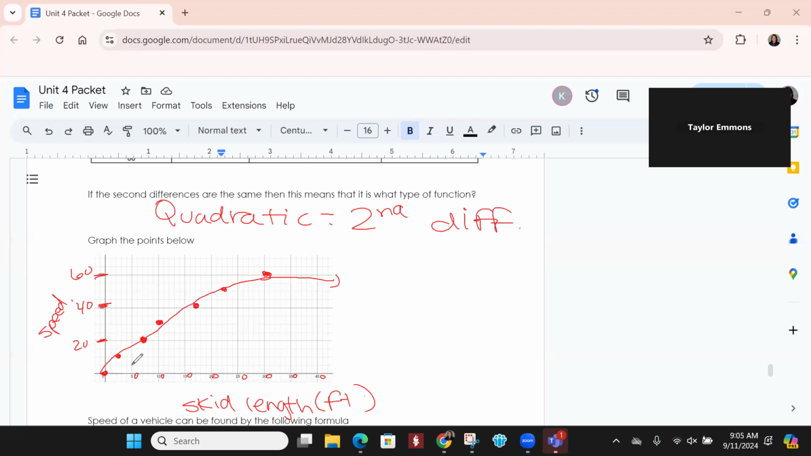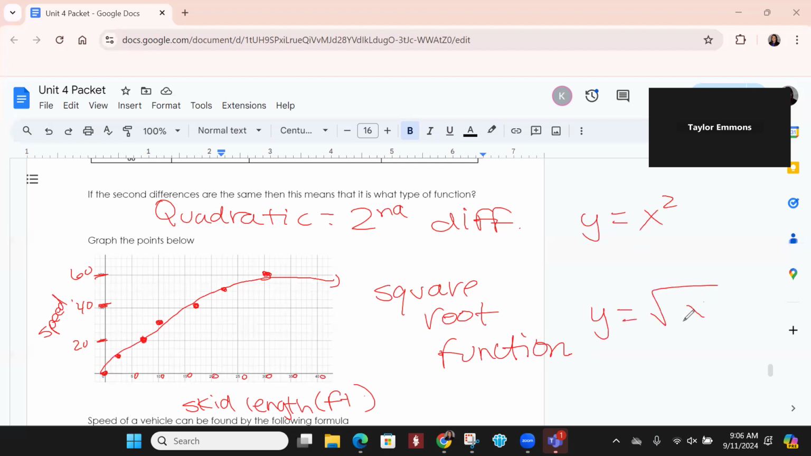Okay, so really quick, this is in the shape of what we call a square root function. This is the inverse function for a quadratic. Just a refresher, a quadratic looks like this. A square root function looks like this. Those are inverses of each other. If you don't remember that, write that down. Okay, so now we're going to take a look at the formula behind this.